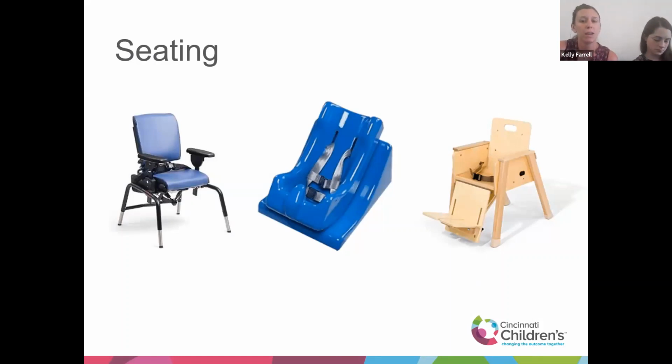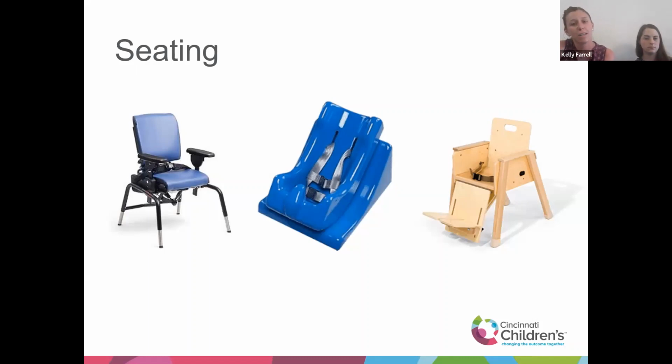And the middle one here, we have the Tumble Form, which is great for those younger kiddos who maybe don't have great trunk support or have trouble sitting. So we can put them in that upright position, whether we're engaging in feeding or just want to work on maybe visual tracking and having them just sit up and be in a new part of the world that they might not have been in before.